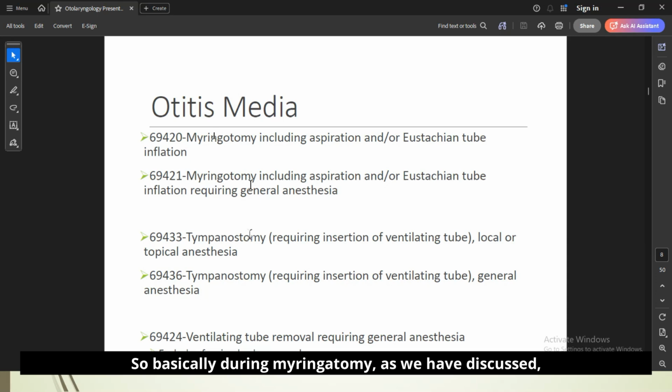Okay. So basically during myringotomy, as we have discussed, because of otitis media, the patient will have fluid accumulation. So during myringotomy, the surgeon will create an incision and drain the fluid from the ear, from the eardrum. So that time you will use these two codes. 69420, myringotomy including aspiration or eustachian tube inflation. This is without general anesthesia. Same procedure if performed using general anesthesia, 69421.